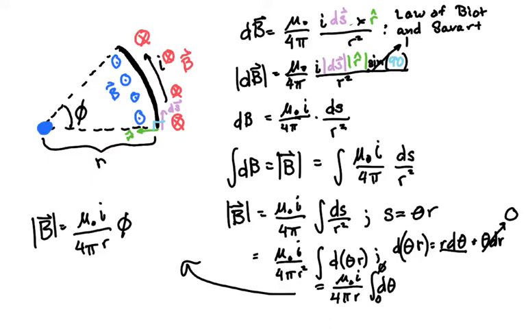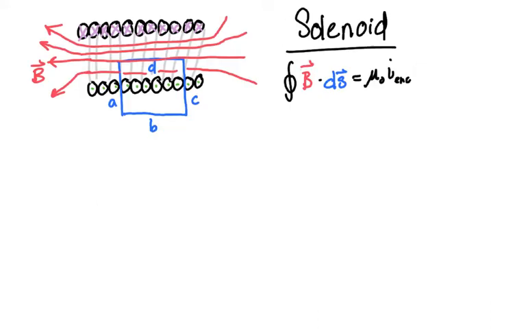Now, again, we use the law of Biot-Savart instead of Ampere's law. Alright, so next up is our solenoid. So we're going to start with Ampere's law, and we're going to make the assumption that we have an ideal solenoid in that the magnetic field is only present inside the solenoid, and it is a uniform magnetic field inside.